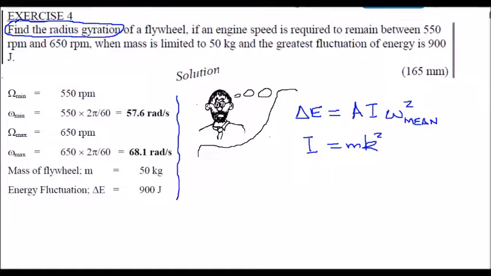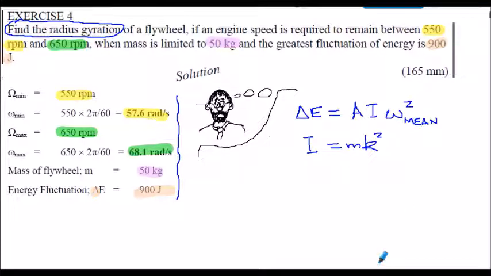So 550 RPM is our minimum speed. Don't forget to convert that straight away to radians per second. 650 RPM was the maximum speed. We've got to convert that, of course, to radians per second. We're given in the question the mass of the flywheel, so 50 kilograms. And we've got the fluctuation energy, 900. So again, from what I can see, the same approach is required here.